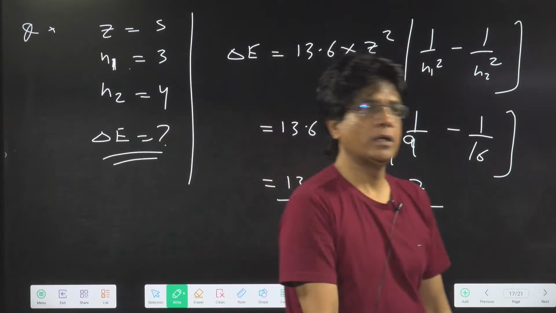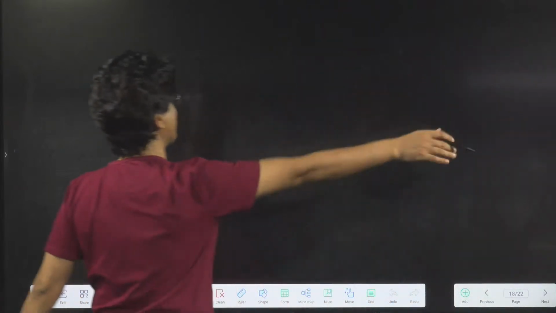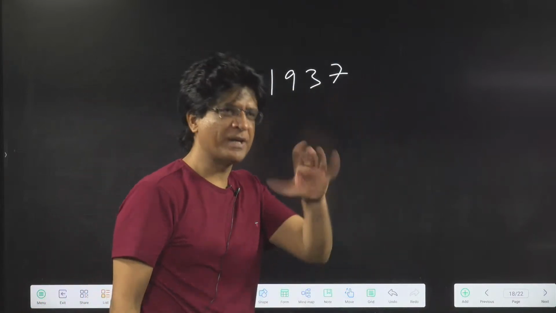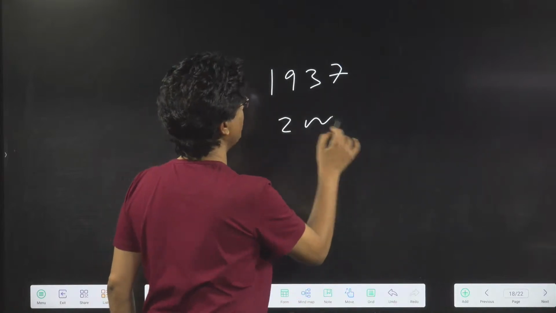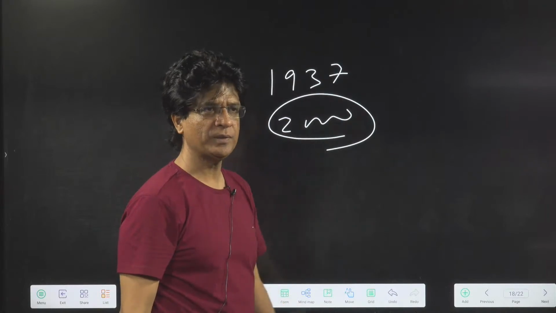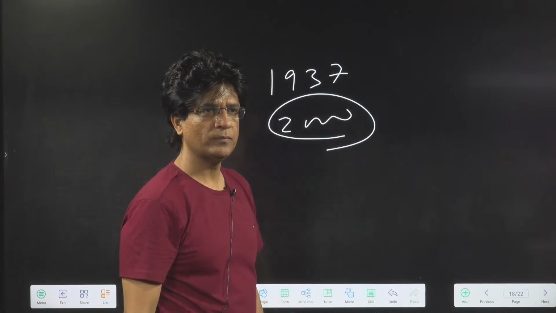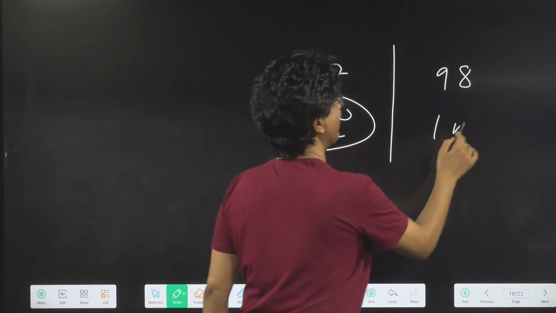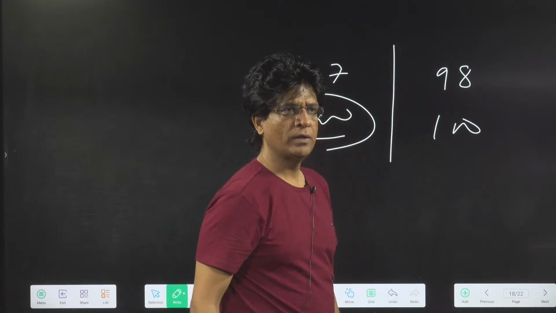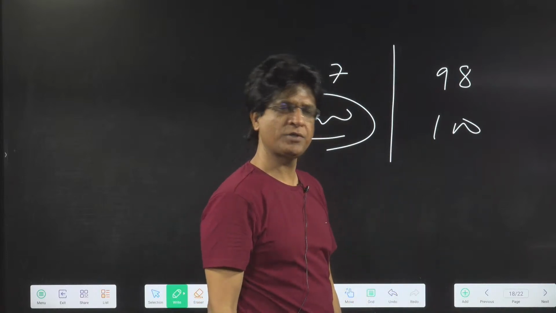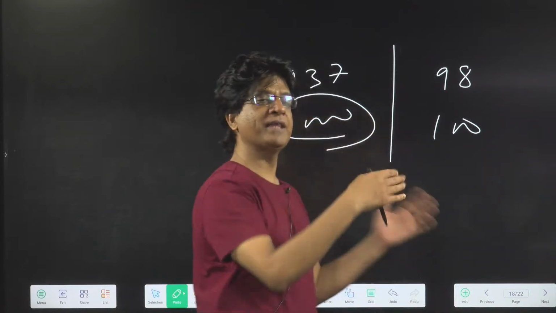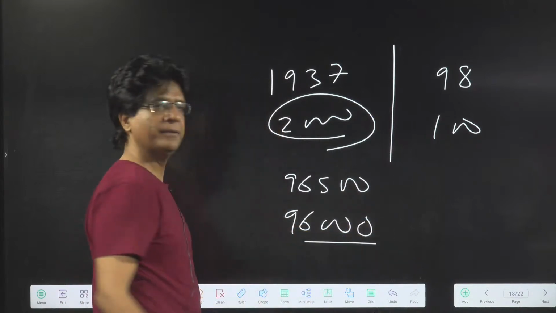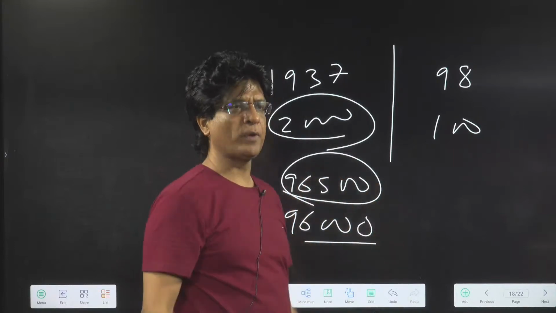For example, 1937 can be written approximately as 2000, depending on the case. 98, I believe I can write down 100. So bigger the number, more the approximation. And we have done that thing. Remember 96500, I will write it like 9600. So the bigger the number, the bigger the approximation you can take.